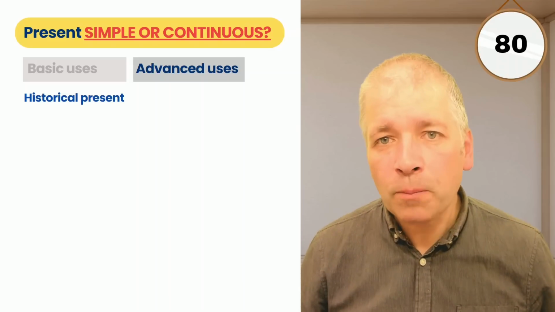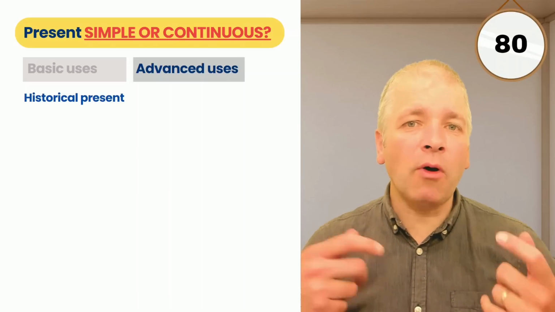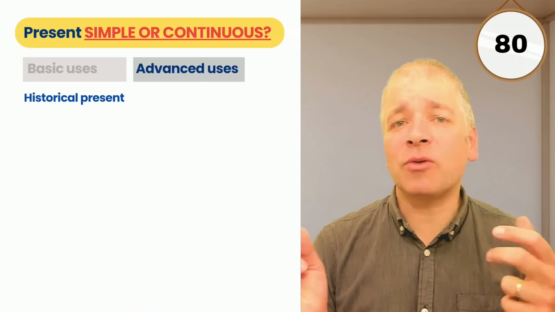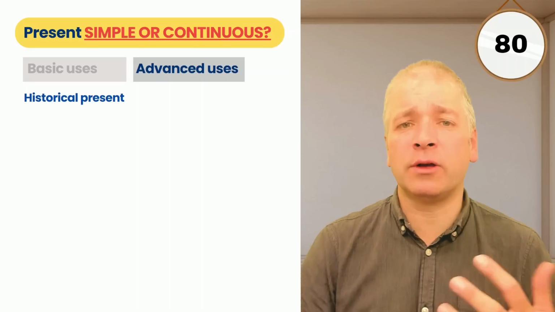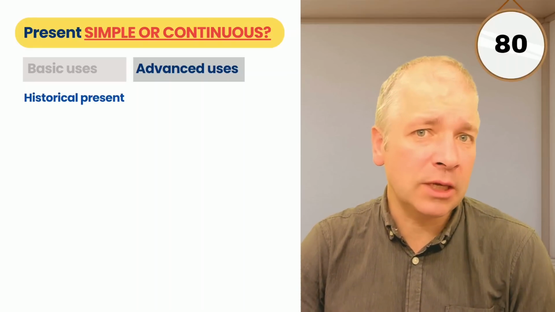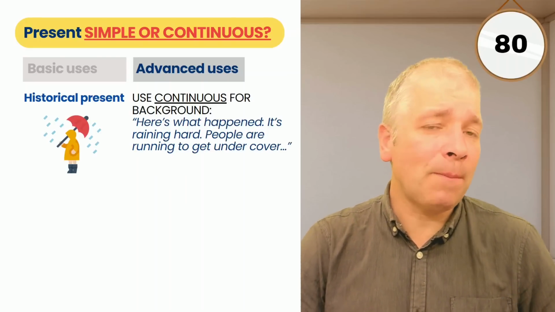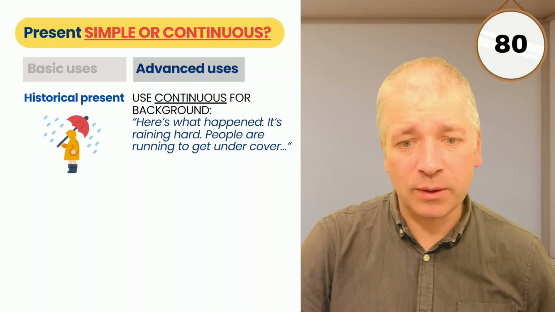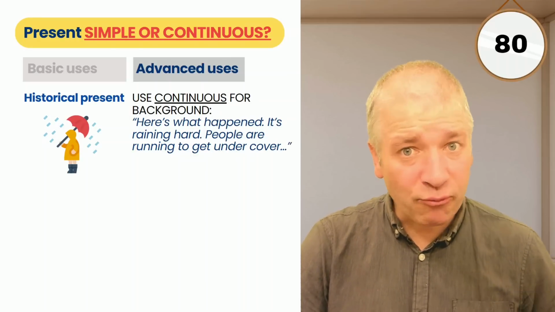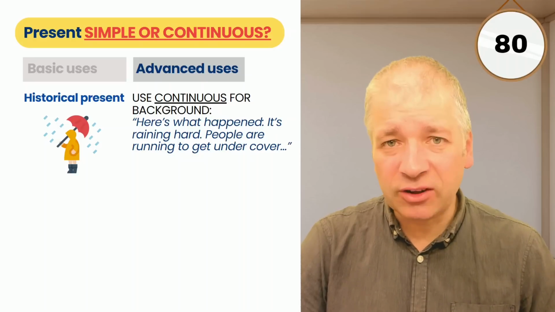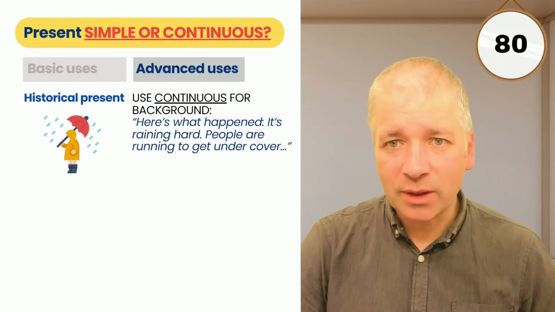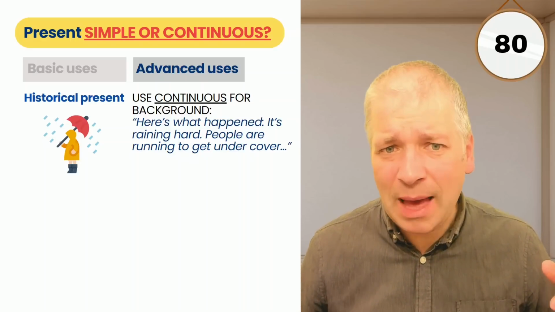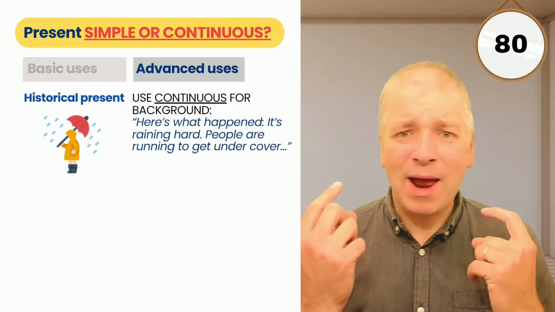The historical present is when we describe a story that happened in the past, but use present tenses to make the listener or reader feel closer to it. But which tenses would we use? Well, if we're giving background information, we're likely to use the present continuous. Here's what happened. It's raining hard. People are running to get under cover. So this is not the actual story. This is just what's happening in the background around it.